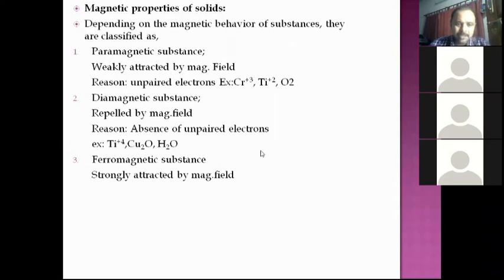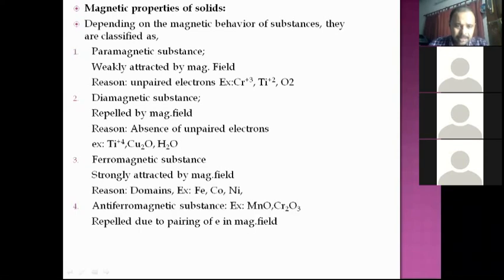Ferromagnetic substances are strongly attracted by a magnetic field. They even retain some magnetic property after the removal of the external magnetic field. Iron, cobalt, nickel, and all these. Right. So what is the reason?